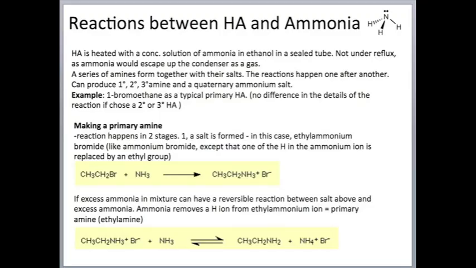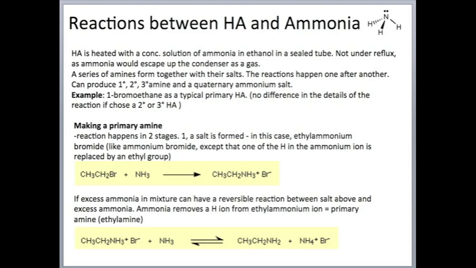So let's look at the reaction between the halogenoalkanes and ammonia. The reaction details and products, we'll discuss this first. The halogenoalkane is heated with a concentrated solution of ammonia in ethanol. The reaction is carried out in a sealed tube. You couldn't heat the mixture under reflux because the ammonia would simply escape up the condenser as a gas.